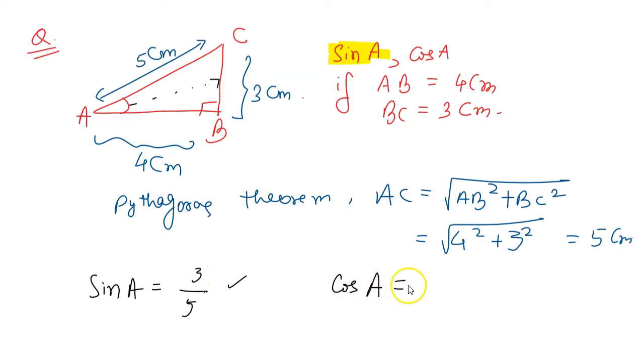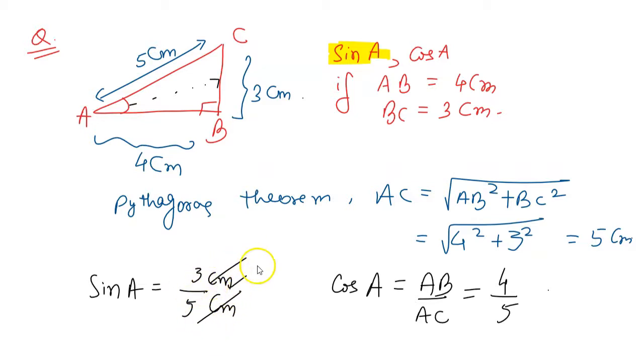Similarly, cos A will be base, that is AB, by hypotenuse, which is AC for this triangle, and that will be 4 by 5. Okay, so guys, one important note you can see, I am not writing any unit for the trigonometric ratio. Why? Because it's just a ratio, it will not have any unit, right? Because just observe 3 centimeter, 5 centimeter, centimeter gets cut, we get just 3 by 5. Similarly here, just 4 by 5. Okay, so like this you can even compute for all the trigonometric ratios, their values.